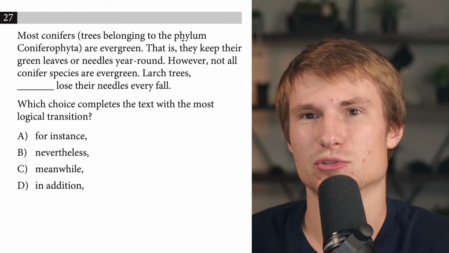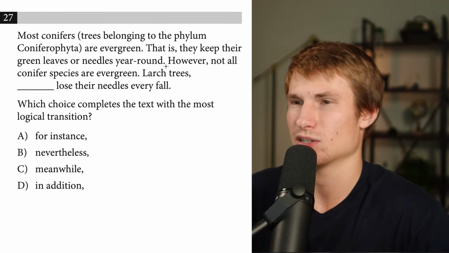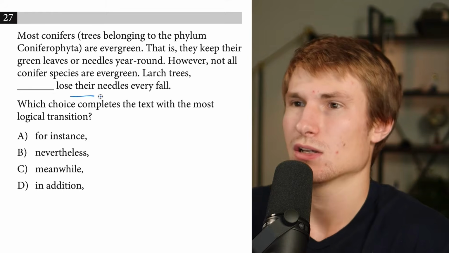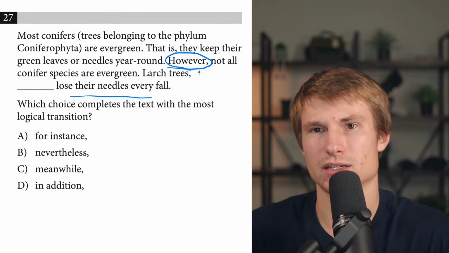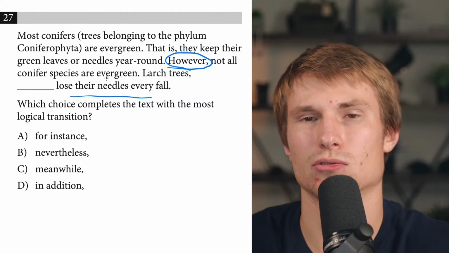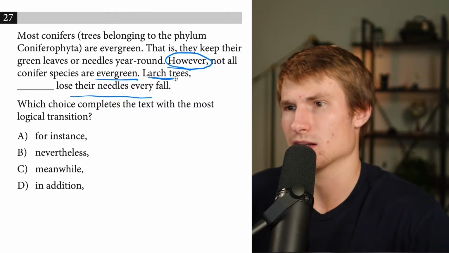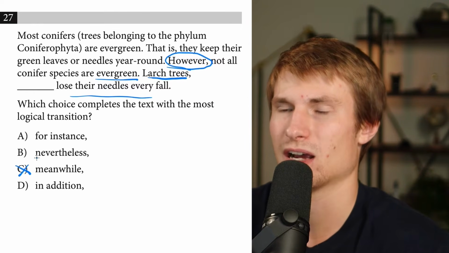Most conifers, trees belonging to the phylum Coniferata, are evergreen. That is, they keep their green leaves or needles year-round. However, not all conifer species are evergreen. Large trees lose their needles every fall. All right, so we already have our indication of a contrast here with however, and then we state that not all conifers are evergreen. So we are stating that some of them lose their leaves, and then we're providing an example with large trees. So since we are providing an example there, okay, it wouldn't be at the same time, so we can get rid of that.